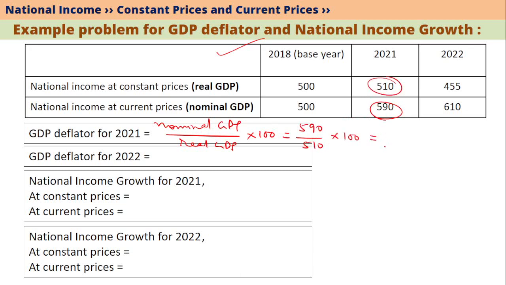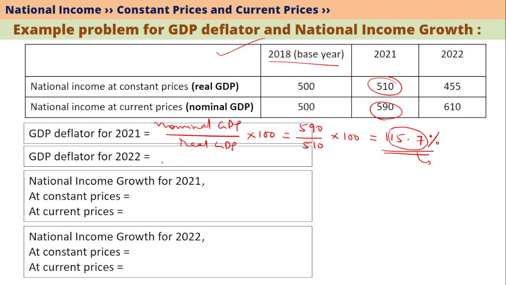This comes out to be 115.7%. So the GDP deflator for 2021 is nothing but 115.7%. Also, we can infer from here that the prices have grown by 15.7% in 2021. This is compared to the base year, that is 2018.